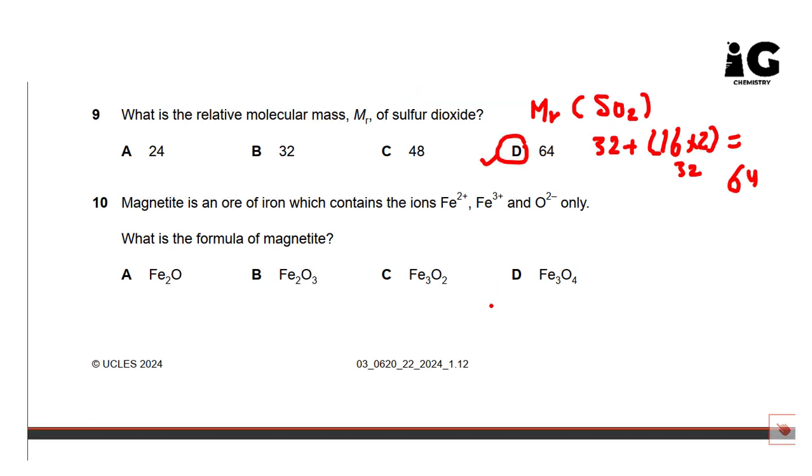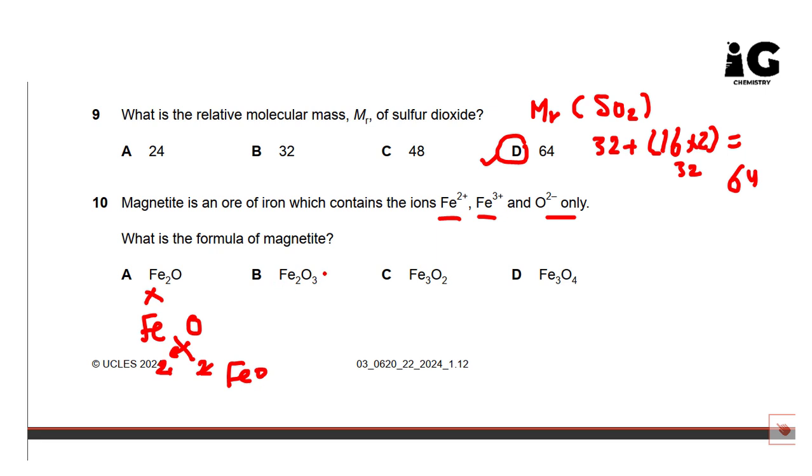Number 10, magnetite is an ore of iron which contains the ions Fe2+, Fe3+ and O2- only. So what is the formula of magnetite? Magnetite is one of the very famous ores of iron. It's called magnetic iron oxide. The first one is wrong because if we take Fe with oxidation number 2, and Fe has oxidation numbers 2 and 3, then if you put 2 here, it's going to be FeO. So this one is truly wrong.